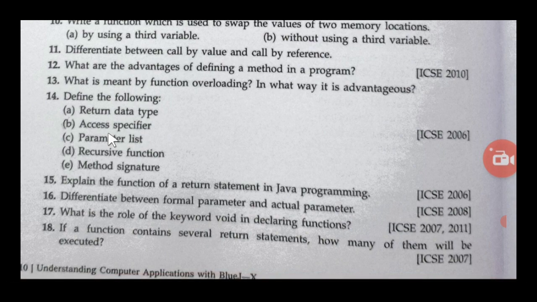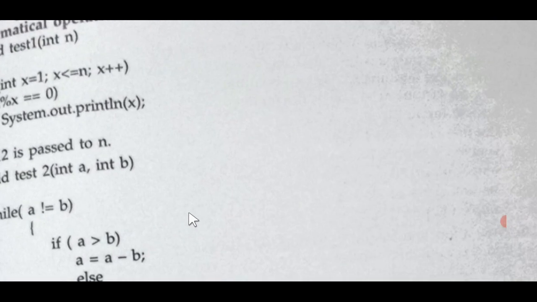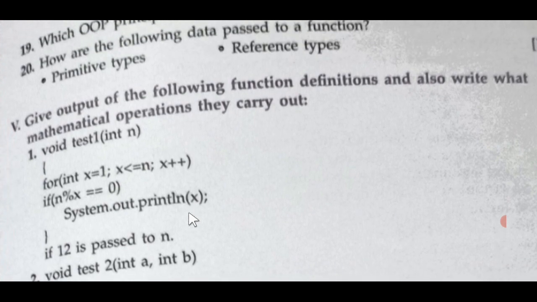Explain the function of a return statement in Java programming. Whenever we want to send something out of the function, we use the return statement. Okay. We want to return back something from the called environment to the calling environment. Okay, so all these questions are there. Please do revise, everyone. So some more questions, these are the output ones. Take the screenshot and do it, everyone.